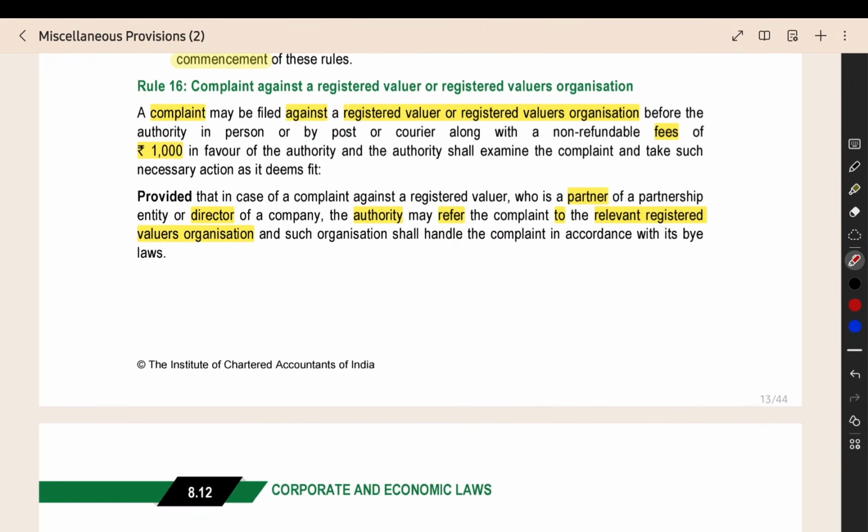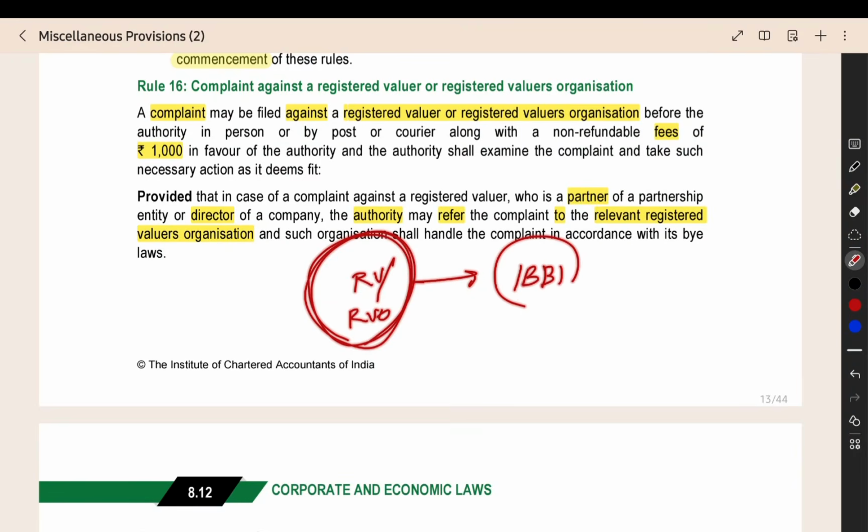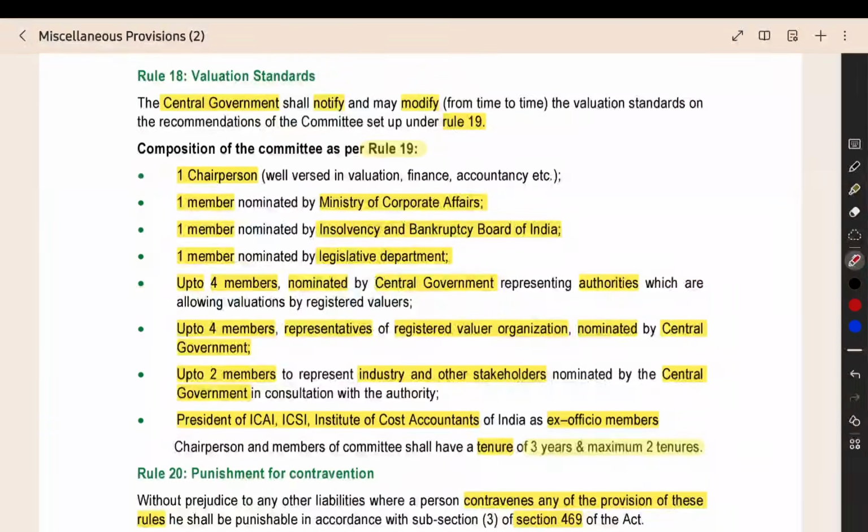Then if you want to make a complaint against the registered valuer or RVO, you have to do it to IBBI along with such fees. This IBBI may refer the complaint to the RV or RVO asking for an explanation. Then valuation standards will be notified by the government.